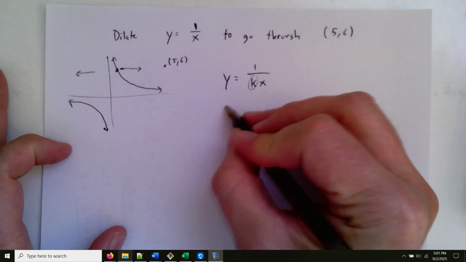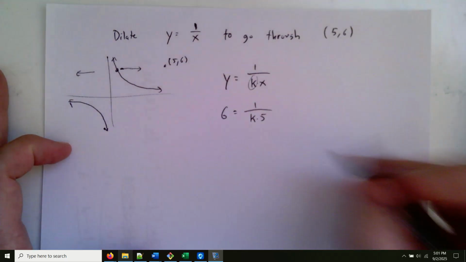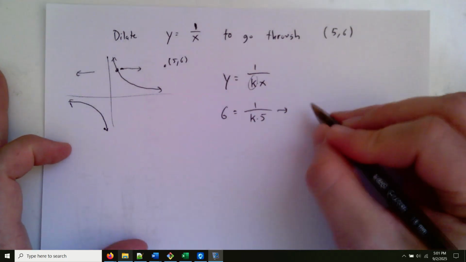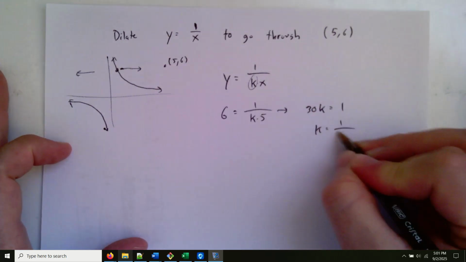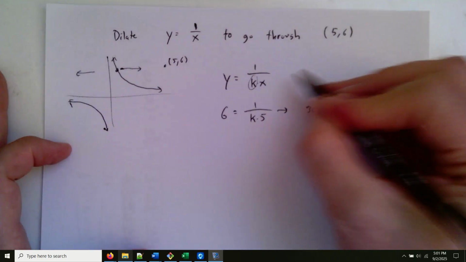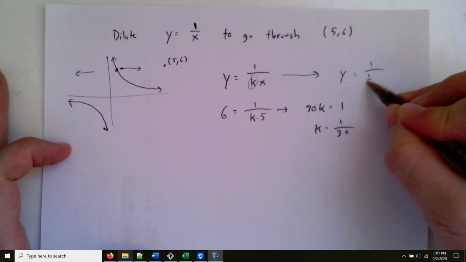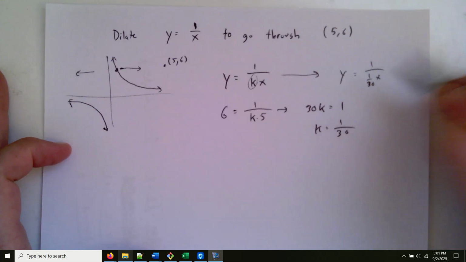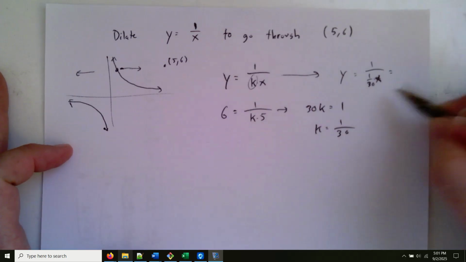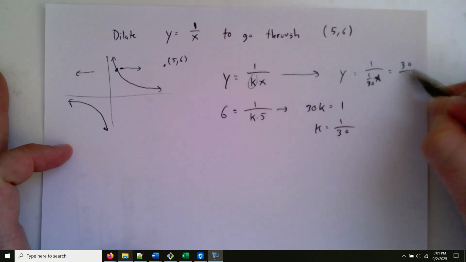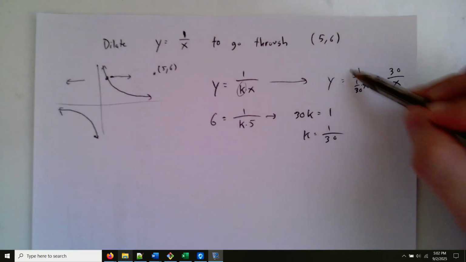So let's plug in 6 for my y coordinate. Let's plug in 5 for my x coordinate, and then let's solve for k. So here I get k is 1 over 30. So rewriting my original equation, I've got 1 over 1/30th x, which is a little bit silly to write. We could also write this as 30 over x like that. So either one of these would be good.